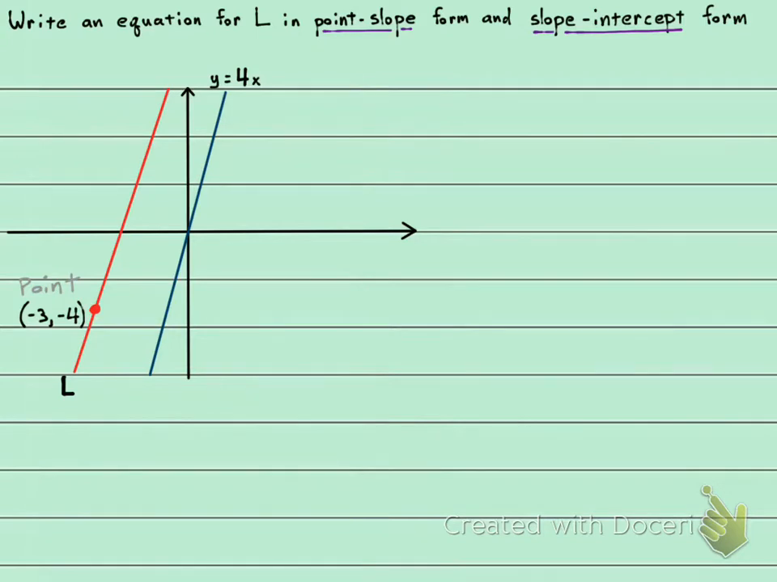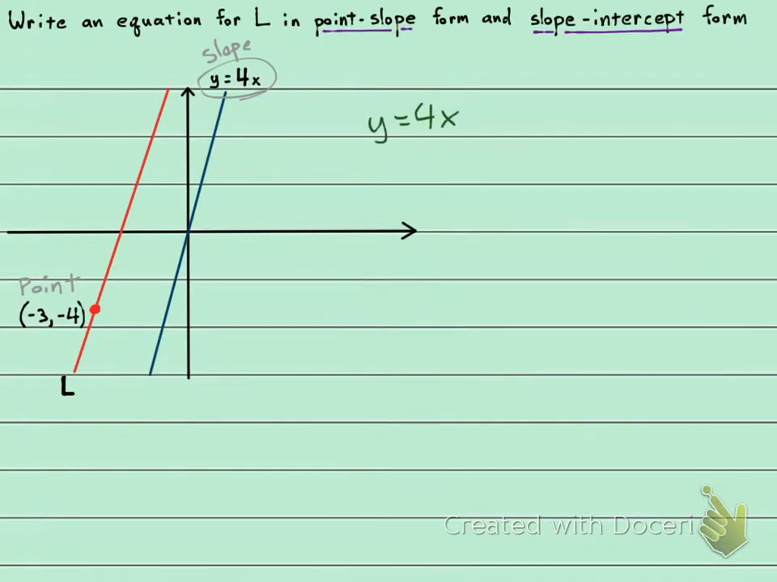Now, we don't have the slope of line L, but right here is the slope of a parallel line to line L. So I think the problem's probably going to tell you that this one is parallel to this one. And we need to find the slope of this blue line. And if we can find the slope of the blue line, we know that a parallel line has the exact same slope. Well, if you look at the blue line, y equals 4x.